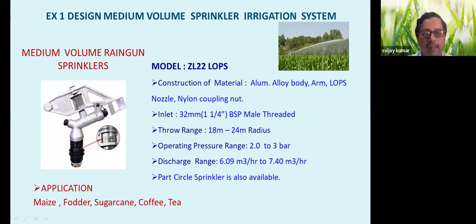It has an aluminum body, so there is no rusting. It has a stainless steel spring, which is very good, and the throw radius is from 18 to 24 meters, and it can cover a very good range from 2 to 3 meters. And like I told you, it has a part circle arrangement in case you want an angle lower than 360 degrees, even that is possible. And it has been very successfully used in maize, fodder, and coffee, tea, and sugarcane plantations.